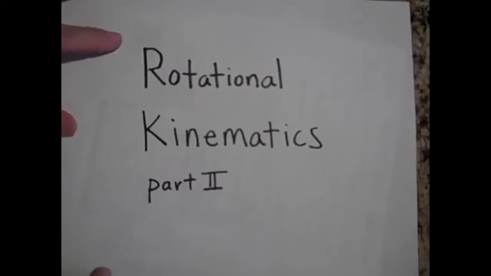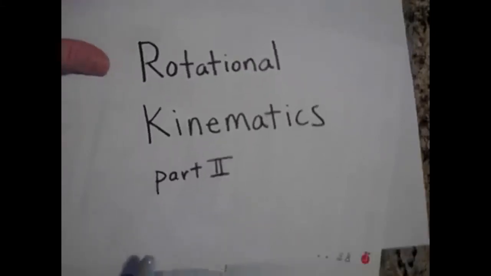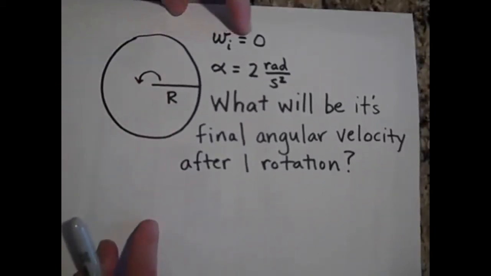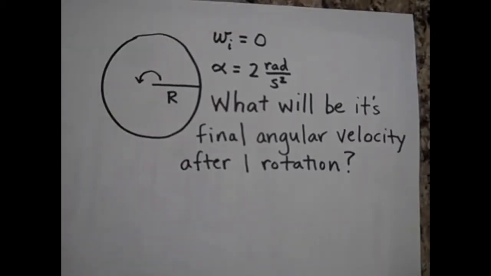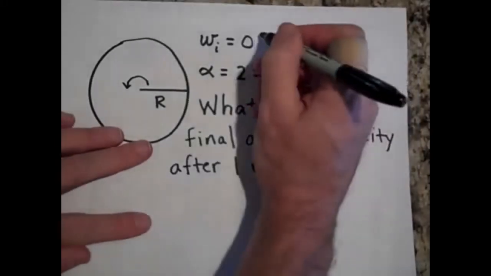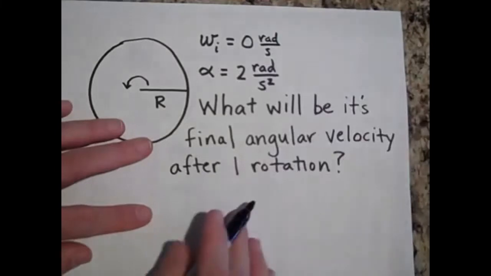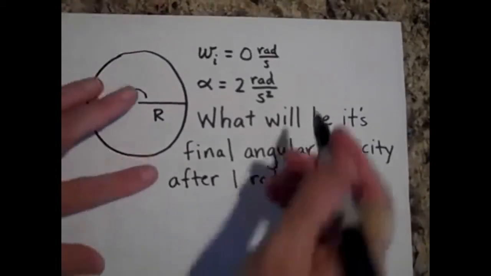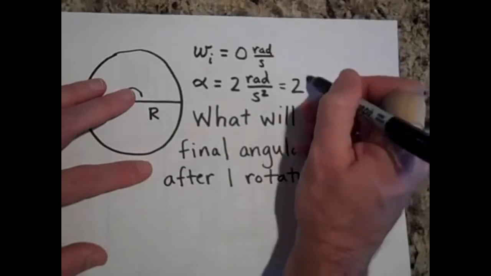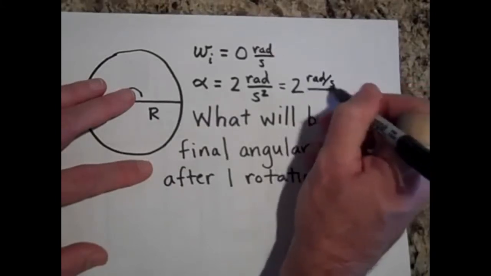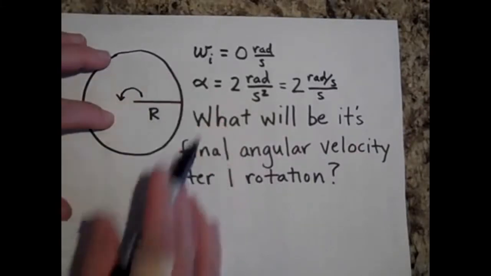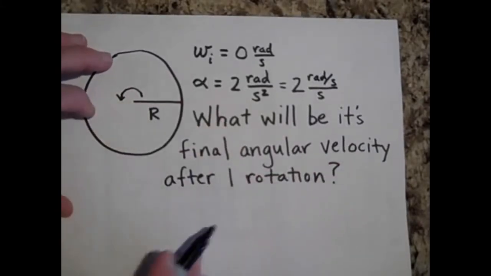Okay, we're back here with Rotational Kinematics Part 2. Let me just start out with a real simple problem. Let's say this thing is going to start to rotate, and its initial omega angular speed is 0 radians per second. So it's starting from rest. But it has an alpha, an angular acceleration of 2 radians per second squared. What that means is that every second it will gain or lose 2 radians per second of omega. What will be its final angular velocity after one rotation?